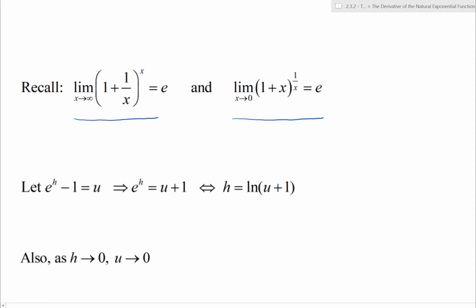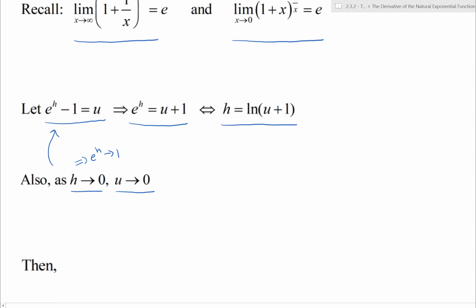By making a substitution, let's just let e to the h minus 1 be equal to, say, u. And that follows then, if I just add 1 to both sides, that e to the h is u plus 1. And then if I solve that for h by taking the natural logarithm of both sides, I get that h is the natural log of u plus 1. Okay? So notice, as h goes to 0, then u is also going to 0. How so? Well, just look at that statement right there. As h goes to 0, then e to the h goes to 1, and hence 1 minus 1 is 0, so u will also go to 0.